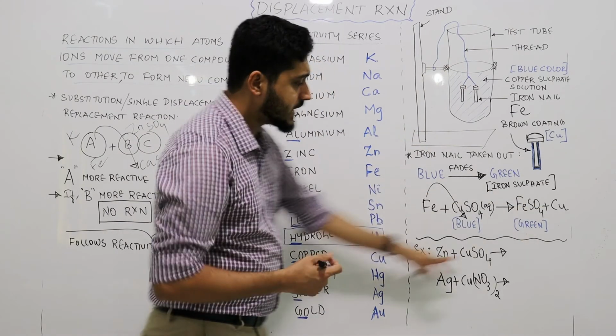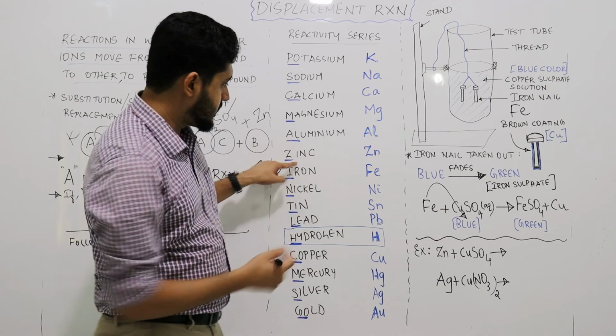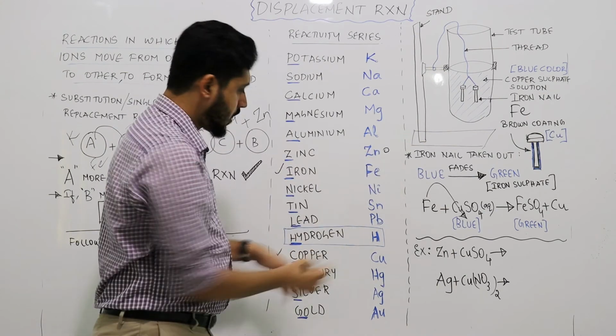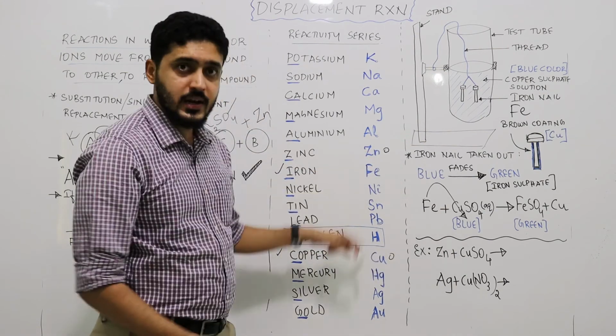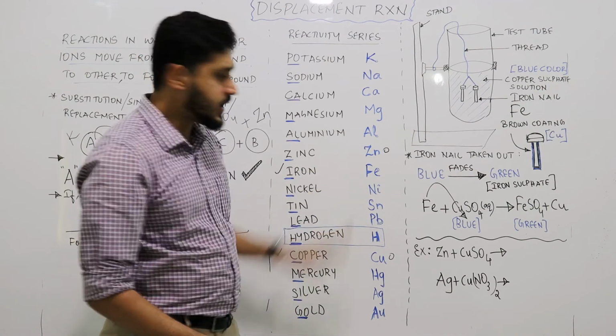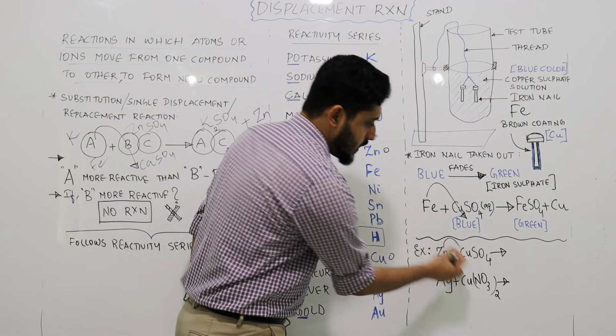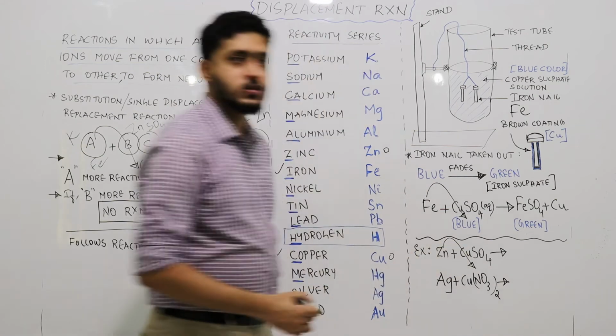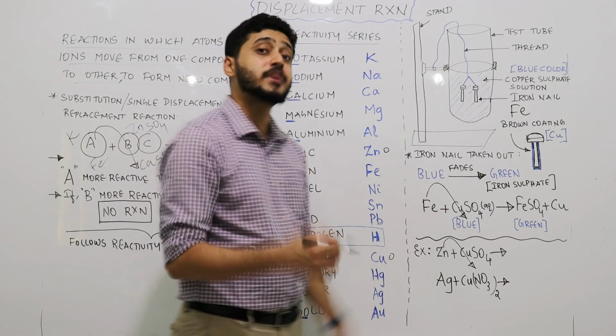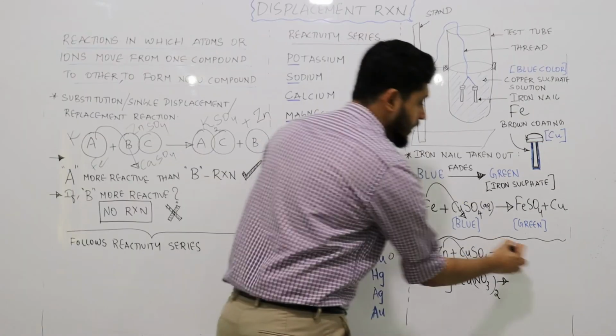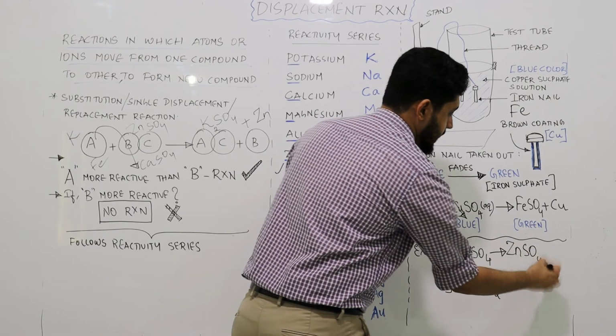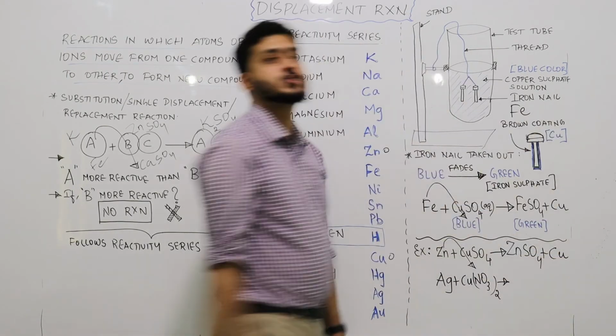Now tell me, zinc and copper sulfate. Zinc is over here, copper is over here. So zinc is more reactive than copper. Zinc will displace copper from its copper sulfate solution. You will get zinc sulfate and copper will get displaced.